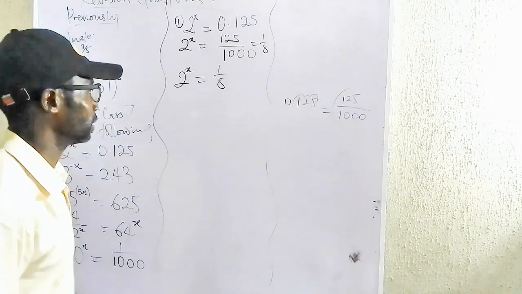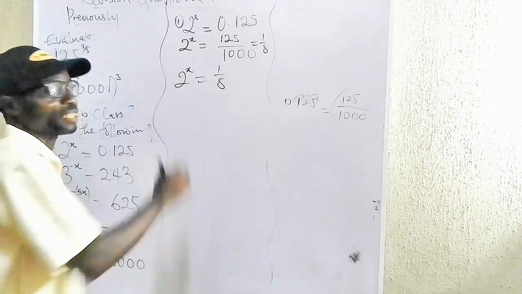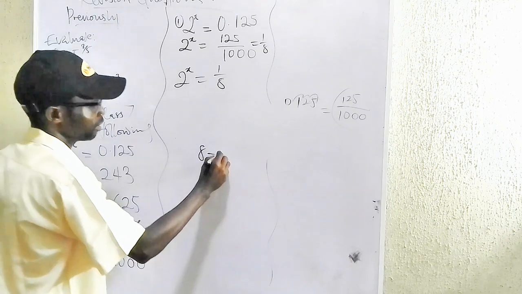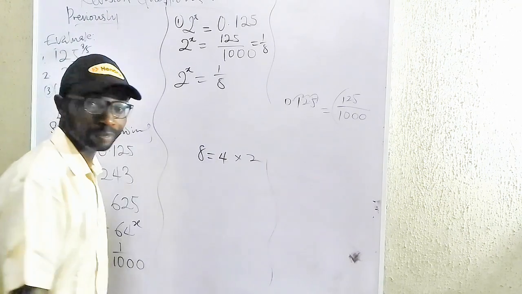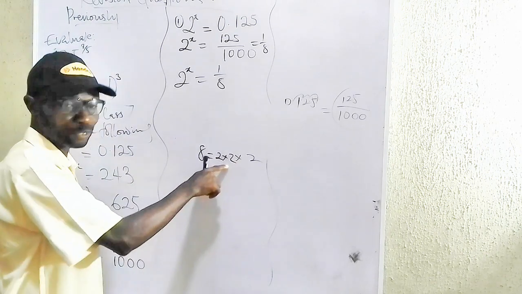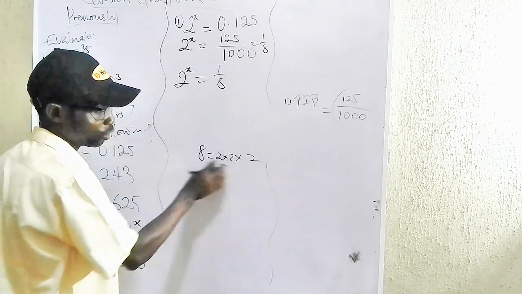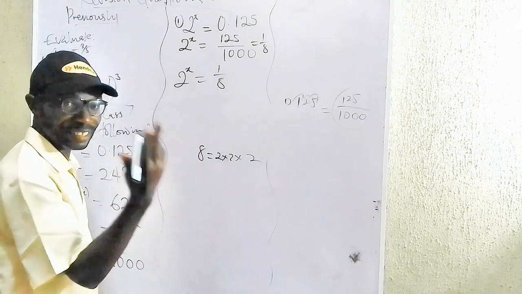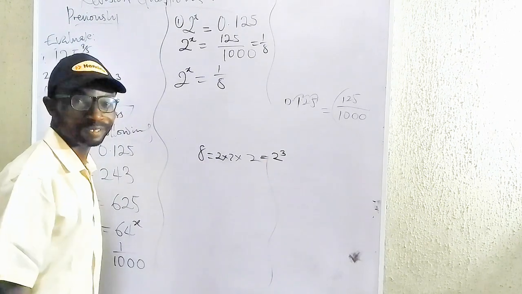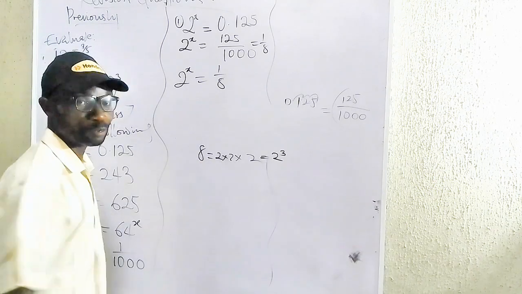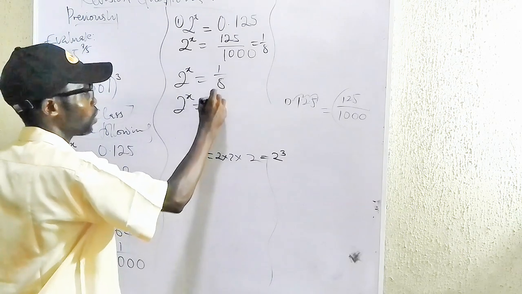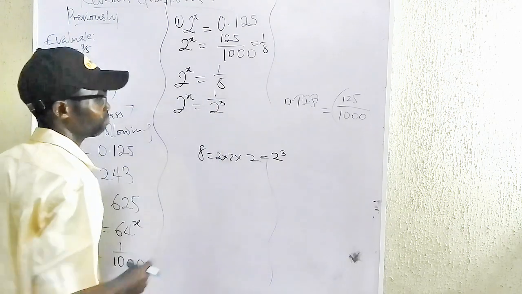Now, do you now see something? This is beginning to look like this. Why? Because what is 8? 8 is 4 times 2. And what is 4? 4 is 2 times 2. So how many 2's are here? 3. So that means 2 raised to the power of 3 is actually equal to 8. So wherever we see 8, we'll put 2 raised to the power of 3. So that's going to be 2 raised to the power of x is equal to 1 over 2 raised to the power of 3.